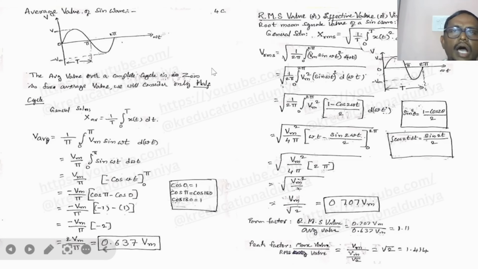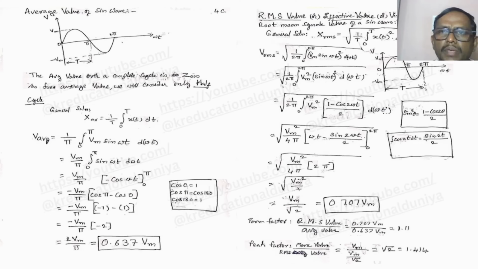Next, coming to the RMS value. We can call it RMS value or effective value or virtual value. What is RMS? Root mean square value. So we are going to find the root mean square value of a sine wave. The general solution for RMS value is X RMS equal to under root 1 by T integral 0 to T of x(t) square dt.